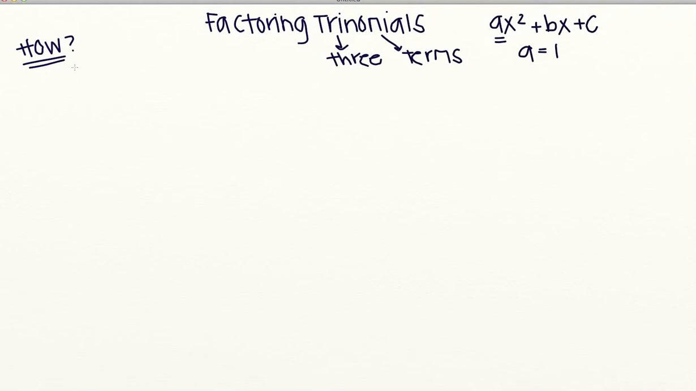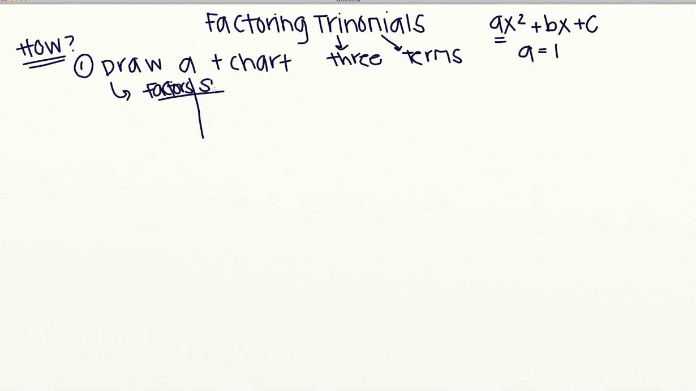So what I want to do, because you know I love to keep myself organized, the first thing that I'm going to have us do is draw a T-chart. And our T-chart is going to look like this. It's going to be a table, and in this column we're going to call it factors. And in this column we're going to call it sums. And that's going to help keep us organized. So we're going to draw a T-chart.